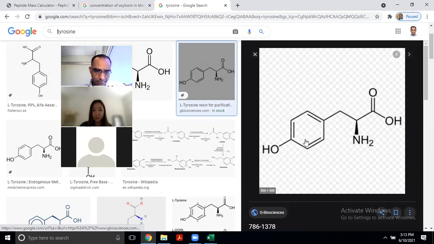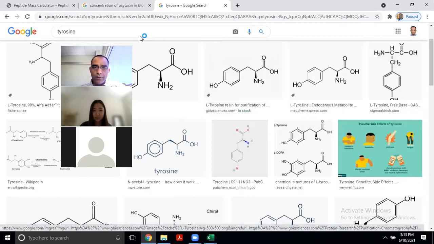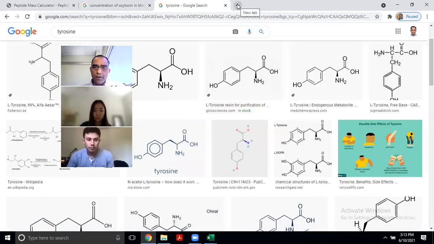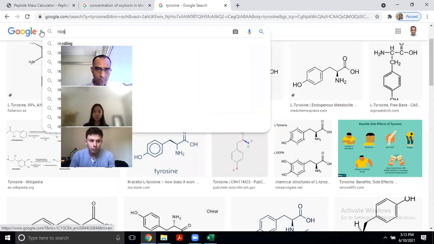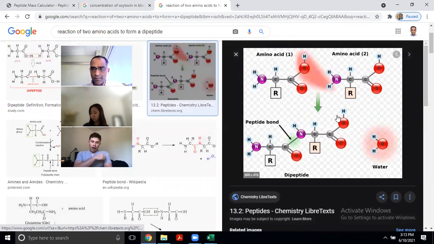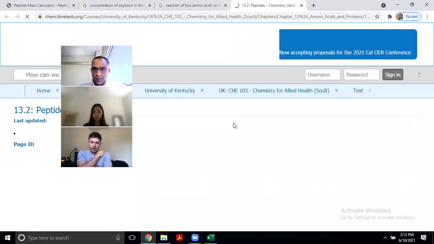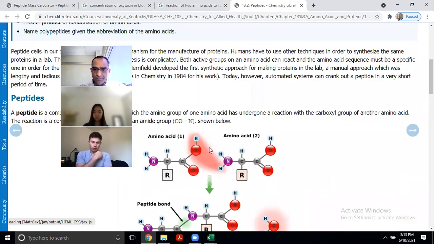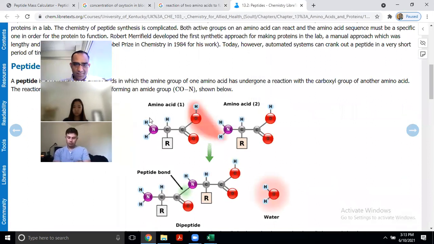All right? Now I have to tell you a few things about tyrosine. Consider the reaction of two amino acids to form a peptide. That is here. Google is making my life easy. So you have this NH2 group, this central alpha carbon, and this carboxylic acid group, right? And again, you have this amino acid with its carboxylic acid and amino group, right?